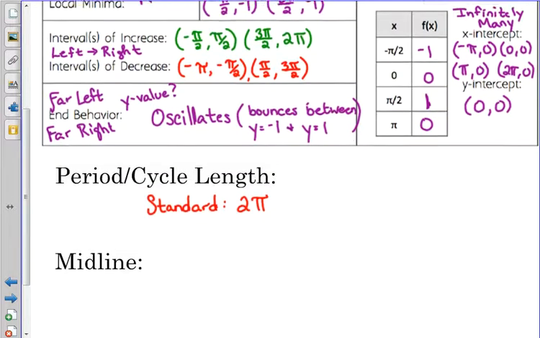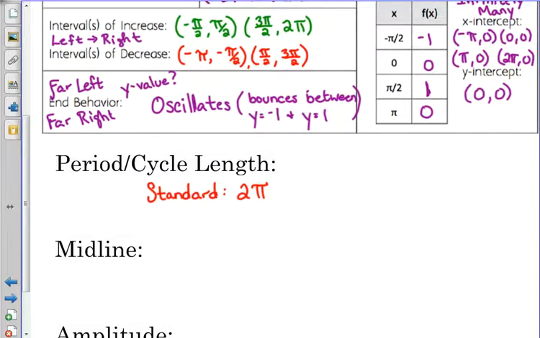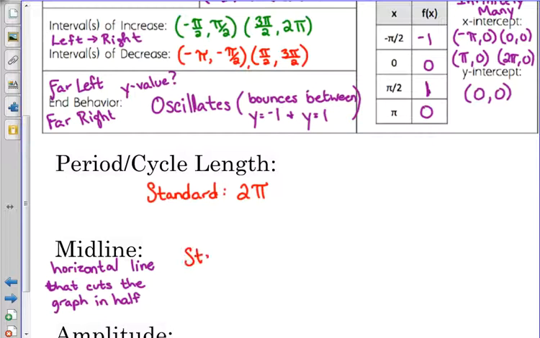Okay, the midline. The midline is a horizontal line that cuts the graph in half. It's not a true line, because if you flip the bottom part up to the top part, it doesn't completely overlap, but it does make it symmetric. So again, this is also a standard.